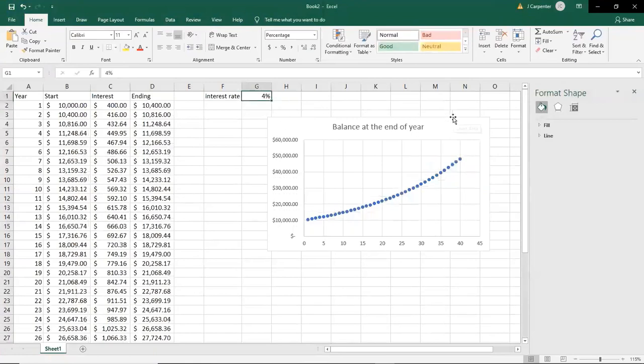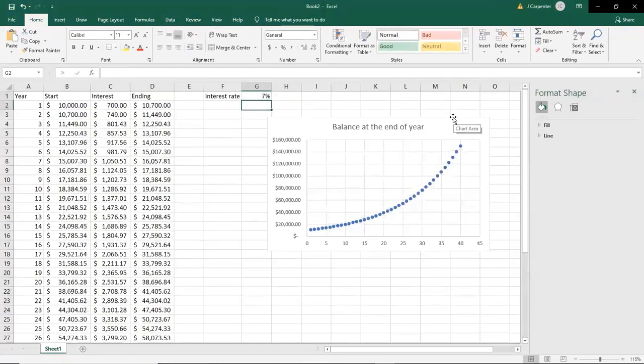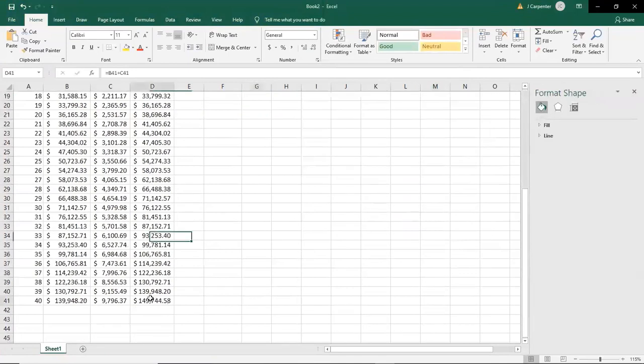Watch if I change it to, let's just jump the gun, 7%. Now we're starting to see that explosion start to happen. Right around here is when we start picking up pace, and this thing is getting steeper, which means we're getting way more money for free. Now look at our ending balance of $149,000.